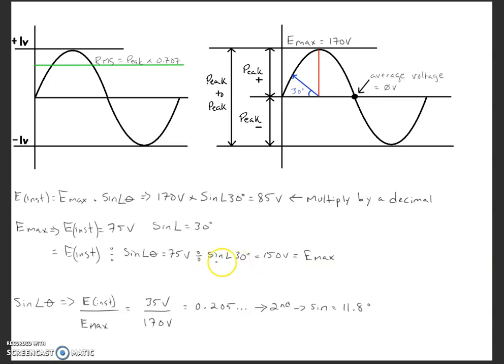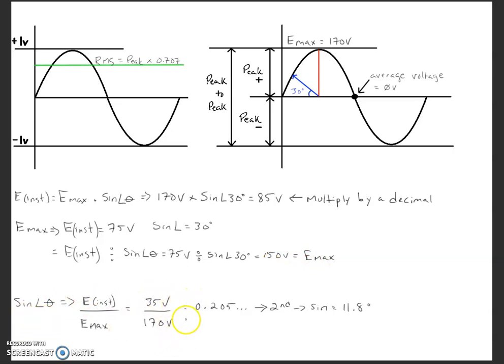So instead of just going, okay, sine of 45 degrees is 0.707, you might want to elaborate on that a little more and carry all the decimals through by inputting it into your calculator in that manner. So we ended up with 150 volts was Emax.